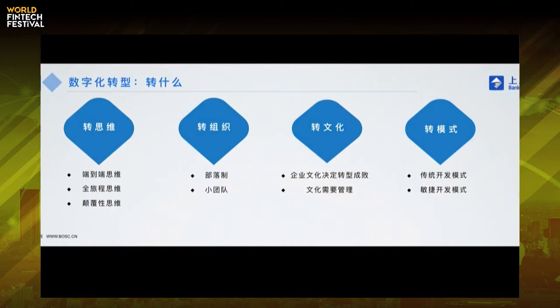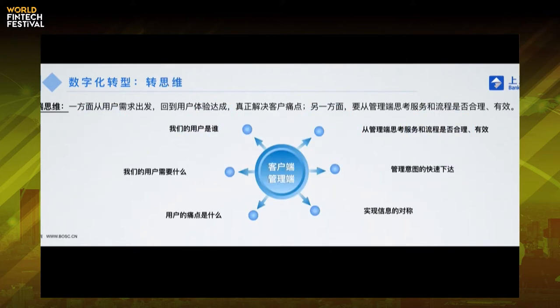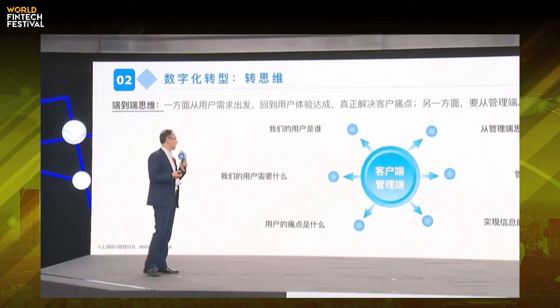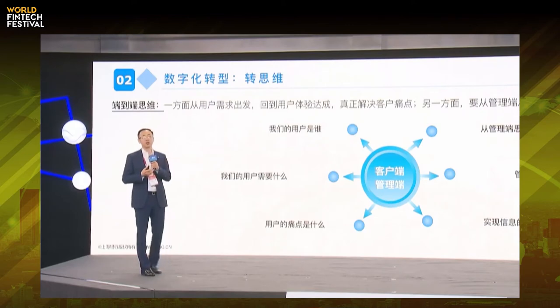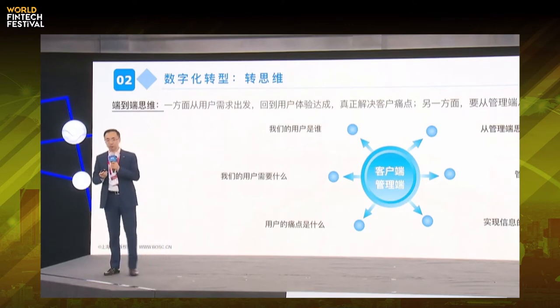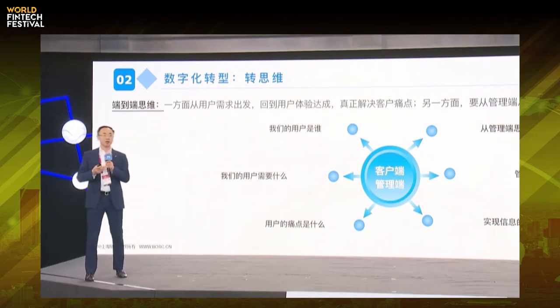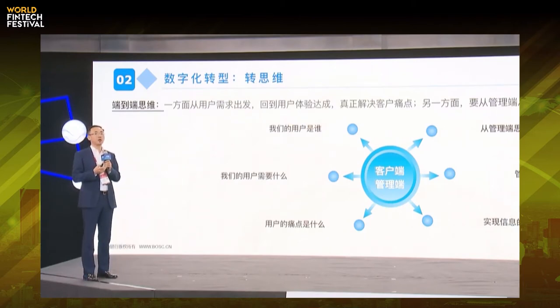And the fourth is to change the IT management model as well as production model. Let's first look at changing mindset. Now we're talking about from end to end. Different people may have different interpretations, but for us, we think the front end is about customers and the back end is management.